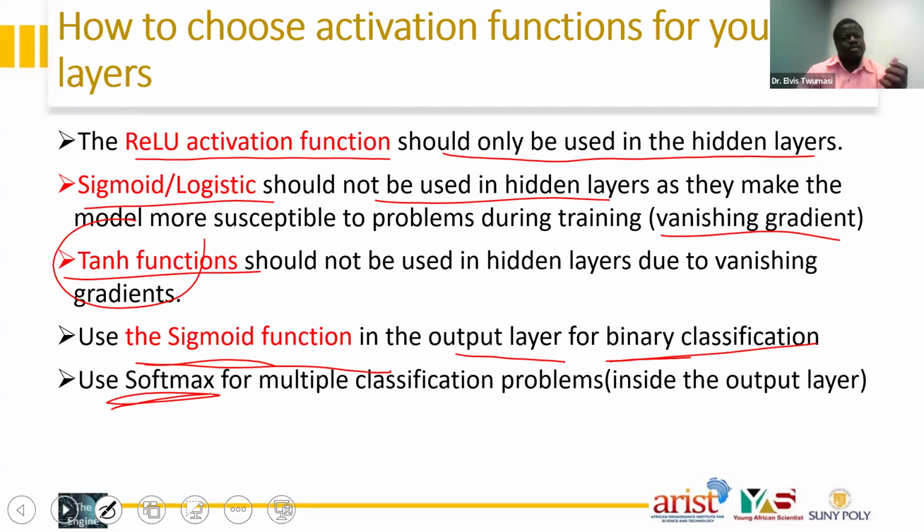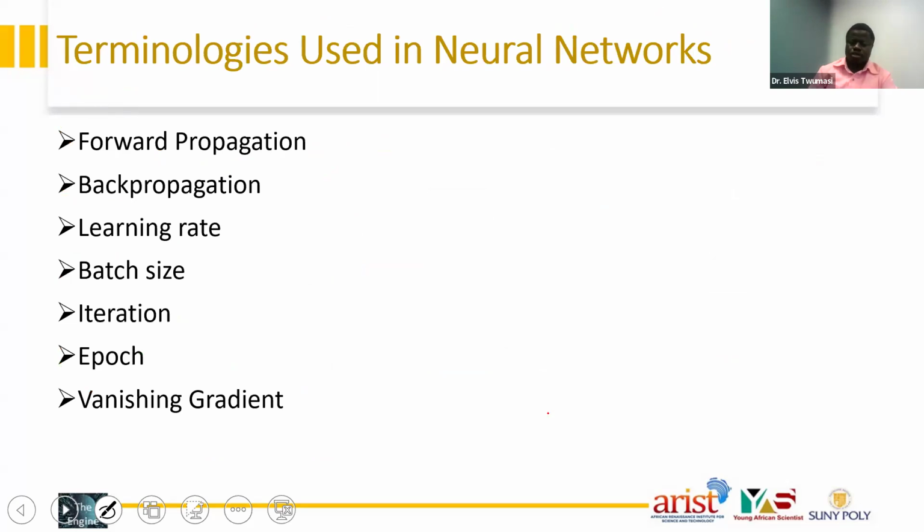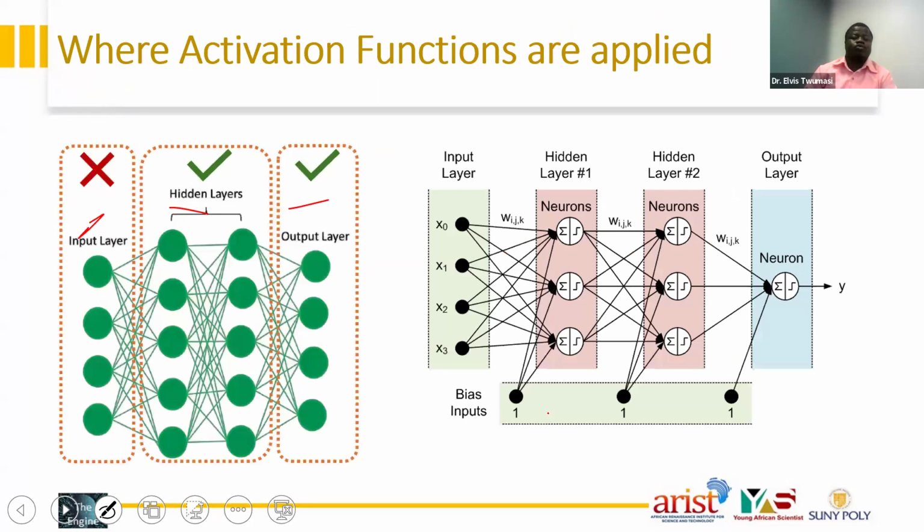So you know some activation functions now: ReLU, sigmoid, tanh, and softmax. Softmax is always the output activation function. So where are activation functions applied? Input doesn't have activation, hidden layers have, output layer has. And I'm showing that with this. Good.